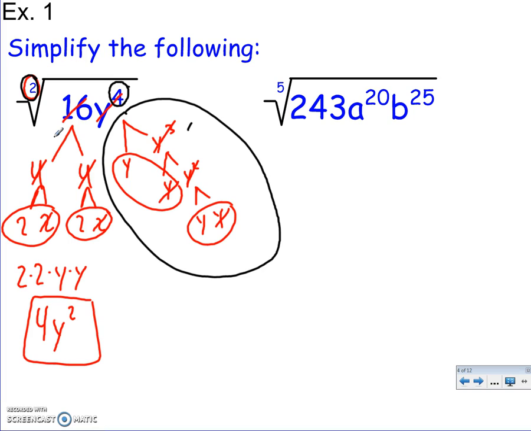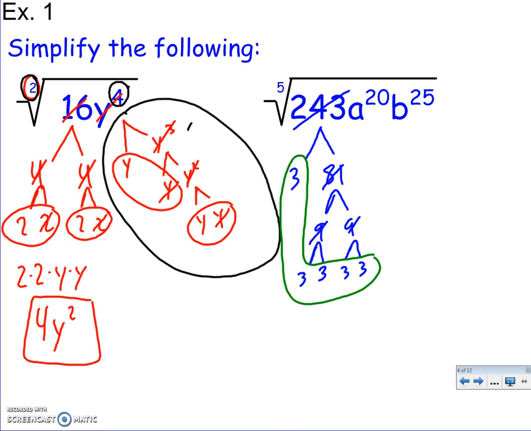243 divided by 3, well, is really 3 and 81. Well, 81 we know is 9 and 9. Well, 9s are 3 and 3, 3 and 3. So I finished all the prime numbers for the number. I need a group of 5. Well, lucky for me, that takes out all of them. There's all 5. One goes out, everyone else disappears. And there's nothing else left over.